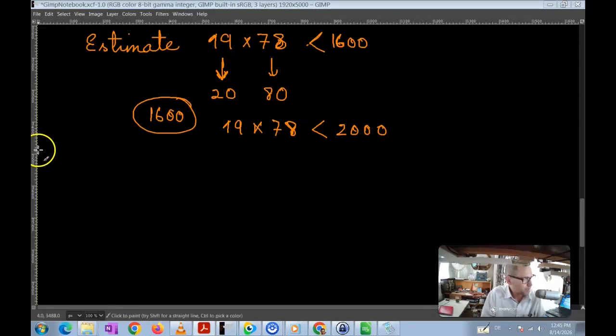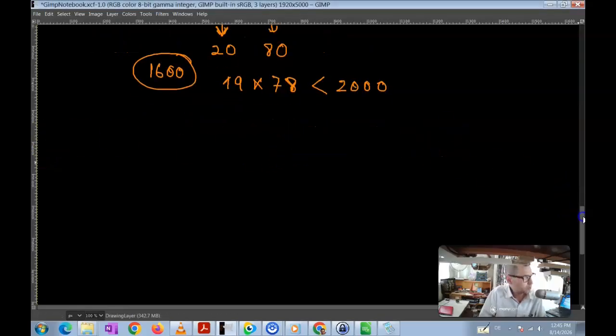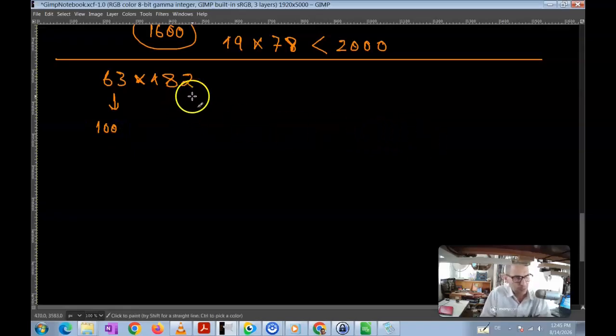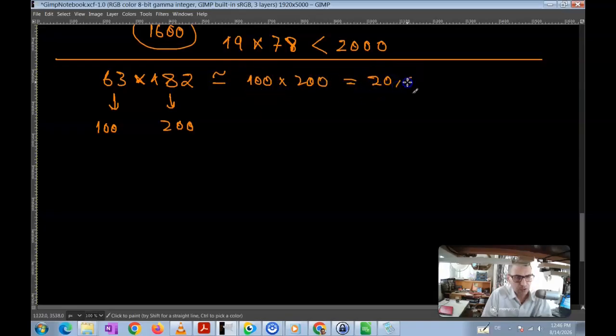We have 63 times 182, and we want to know what that is. Now if I rounded both of these numbers to the hundreds place value, then 63 rounded to the hundreds place would be 100, and 182 rounded to the hundreds place would be 200, right? Then we could say that 63 times 182 is very close to 100 times 200, and 100 times 200 would be 20,000, right?